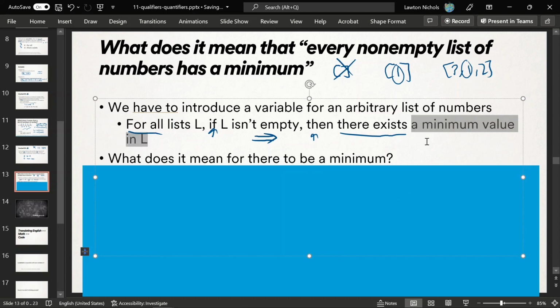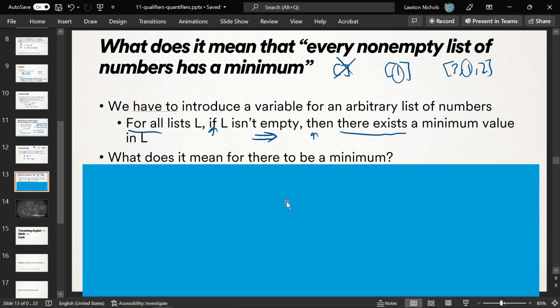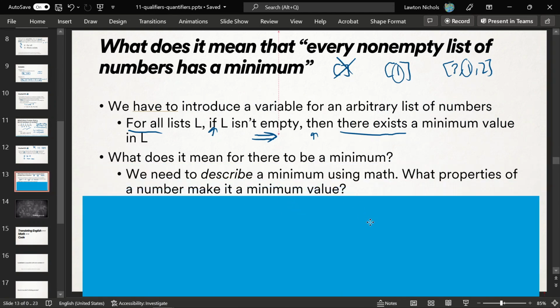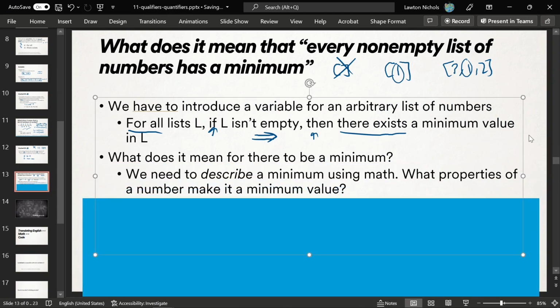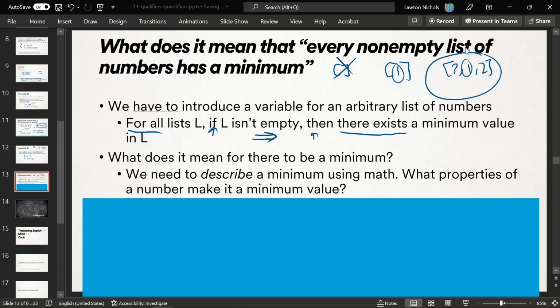We need to talk about what it means to be a minimum now. Okay? What in the world does that mean? So again, just like for sortedness, we need to describe the idea of having a minimum number among a bunch of other numbers using mathematics. So we need to scratch our heads, think hard about what does it mean for a number to be a minimum? What are its properties? Because that's how we need to describe it in math. What properties of a number make it minimum? Why is the one so special among all of these values in this list?